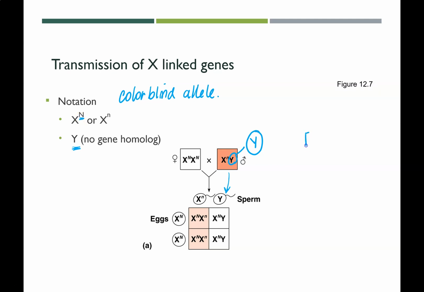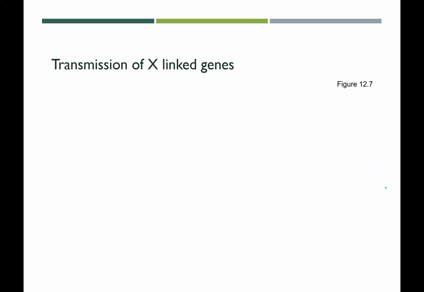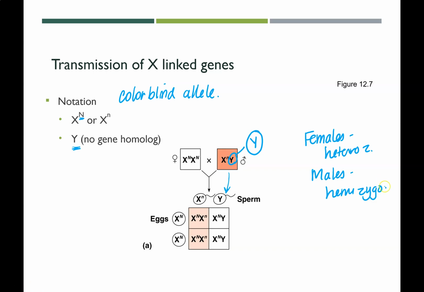So females are heterozygous. Males are what we call hemizygous. Now, I don't necessarily need you to remember that word, hemizygous. It just means that they have only one copy of the genes on the X. Okay, so keep that in mind. That's important. That is why males and females show different ratios for these traits.